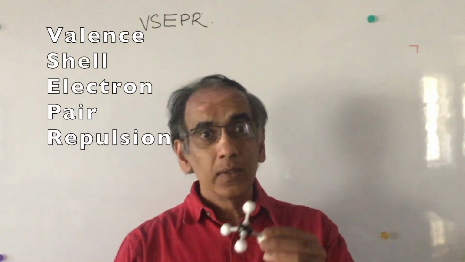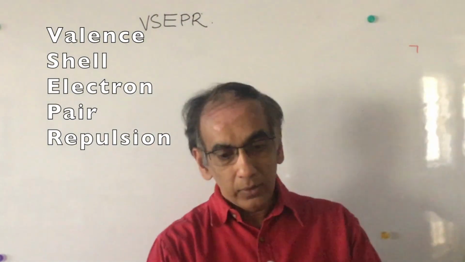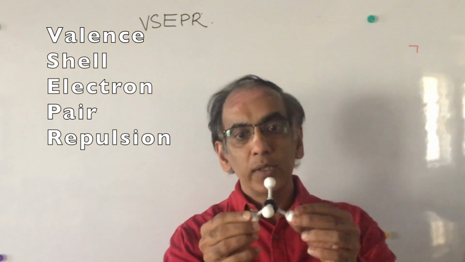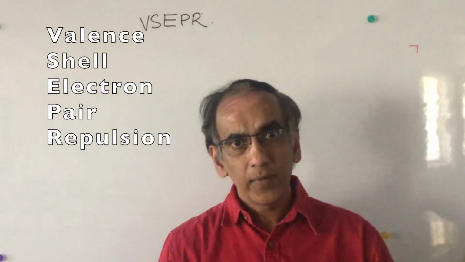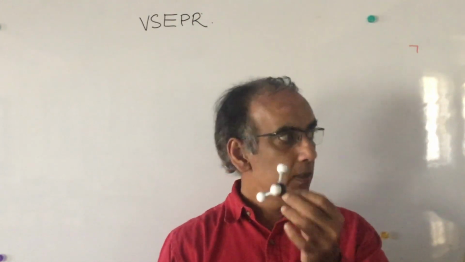Hello and welcome. Today we look at VSEPR for IB chemistry, looking first at this molecule, CH4, methane. First we're going to look at how to draw the Lewis electron dot diagram for CH4.